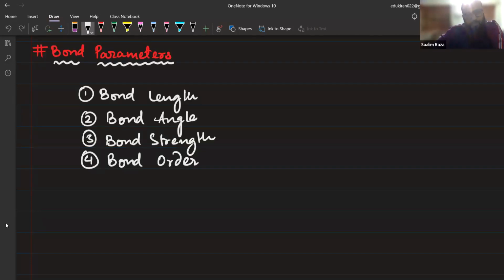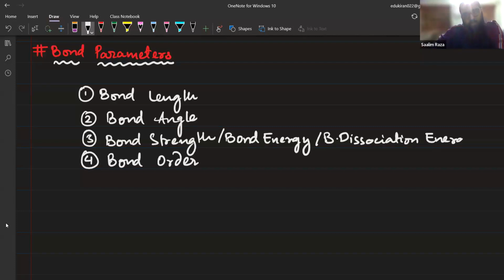This is mainly a concept of molecular orbital theory, but we are going to have just a slight look here. What is bond order? Bond strength can also be written as bond energy, or bond dissociation energy. All of these 3 terms mean the same thing: bond strength, bond energy, and bond dissociation energy. First of all, you are going to write the bond length.